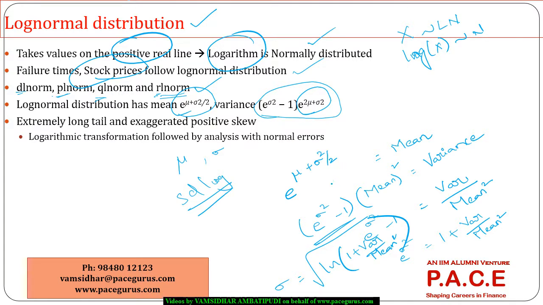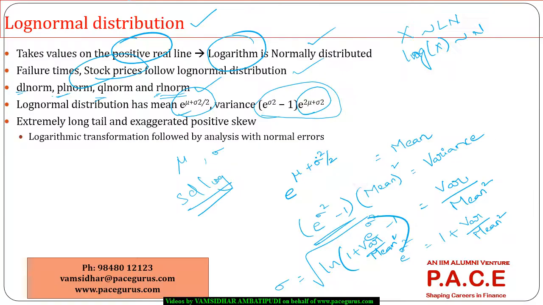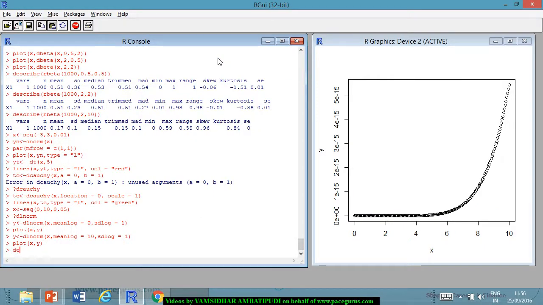So that's how I'll find out the mean log and SD log, and based on that I'll try to map my data to a particular distribution. So that's how I can work with log normal distribution. But generally when my data is extremely long tail and has too much positive skewness, for this you can just see the describe.